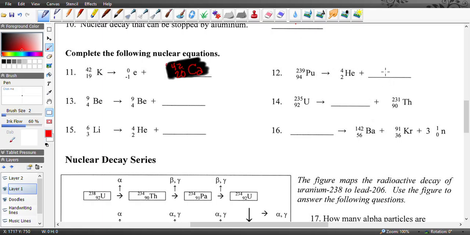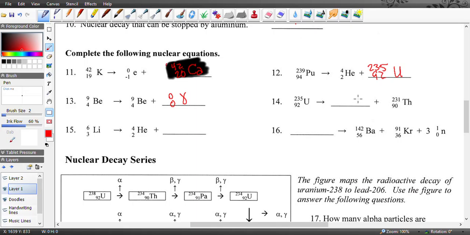Alright, so for the next one, this is going to be 235, right? 235 plus 4 is 239. This will be 92 down here. And that's going to be U. You're gonna check out this number right here, and you're just gonna look it up because nobody's gonna have all this memorized. So since this is the same, it had to have emitted a gamma ray, right? Nothing changed.